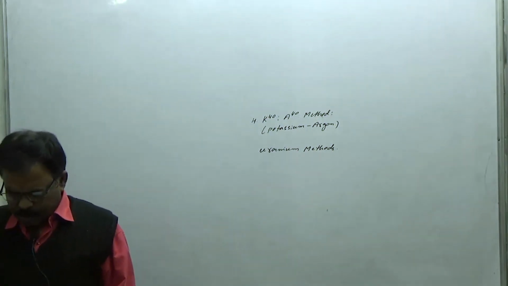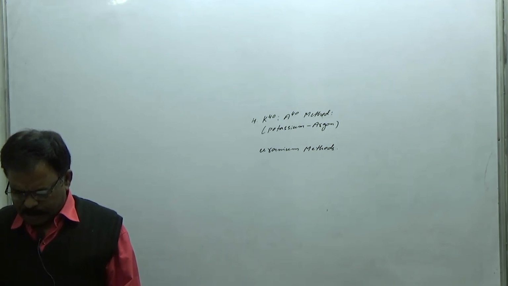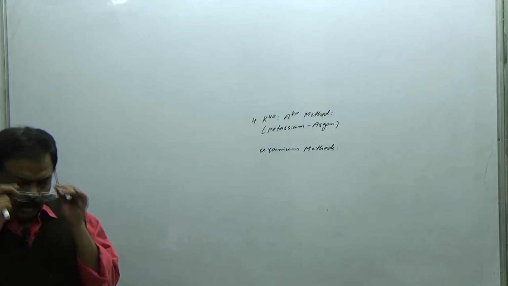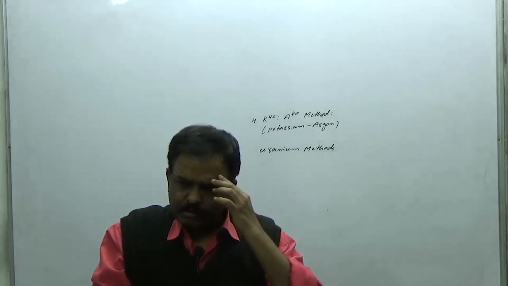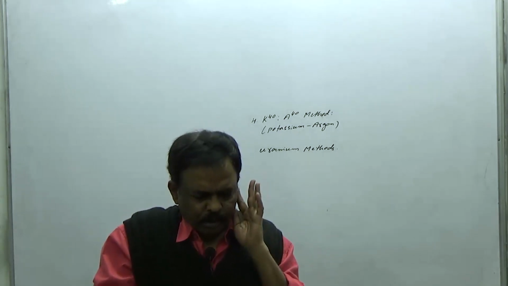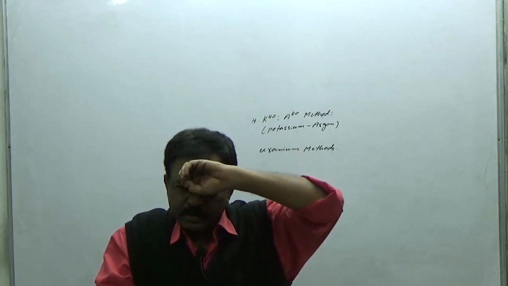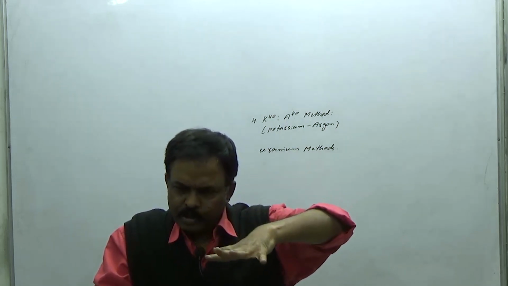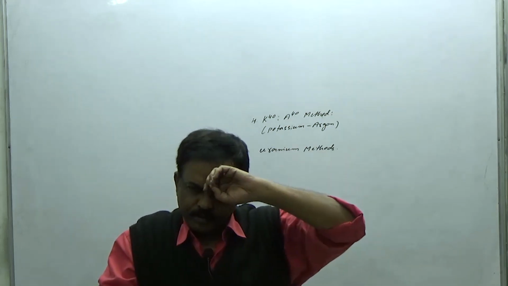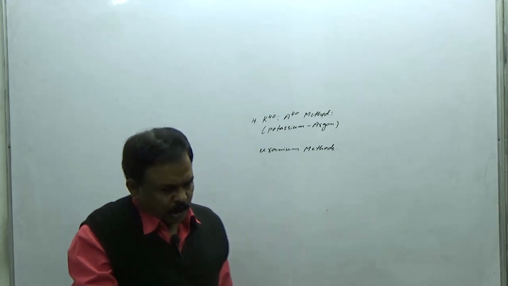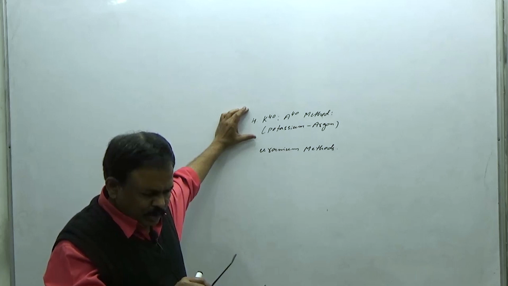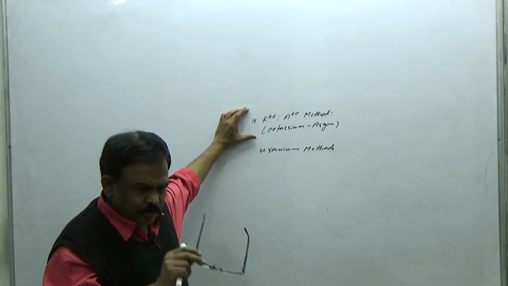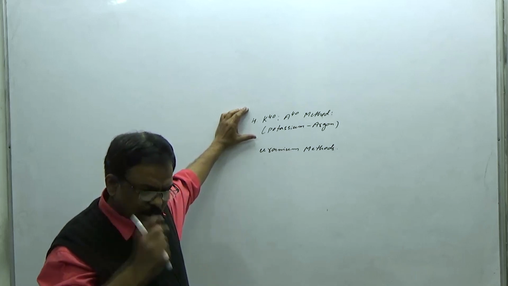See, this potassium and argon method is useful to analyze the age of rocks, earthen layers. That's it. It is in no way useful to analyze the age of either monuments or fossils. This potassium argon method is useful to analyze the age of rocks and earthen layers.